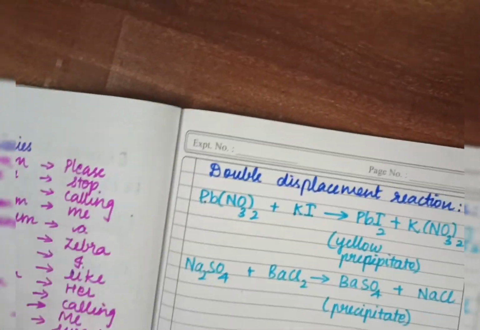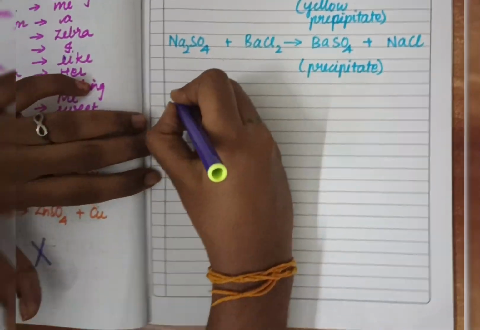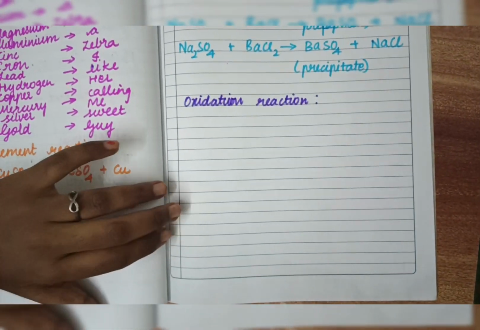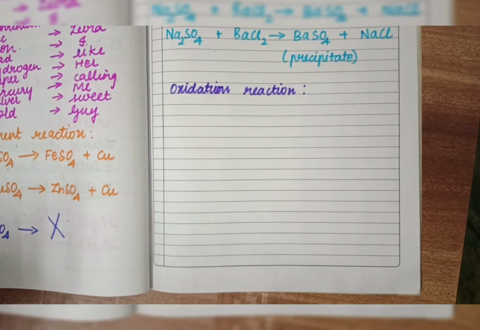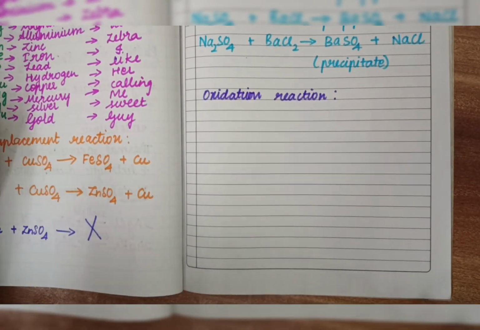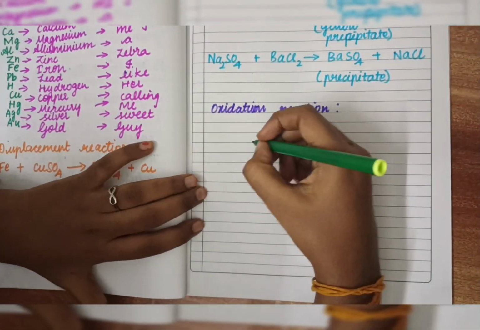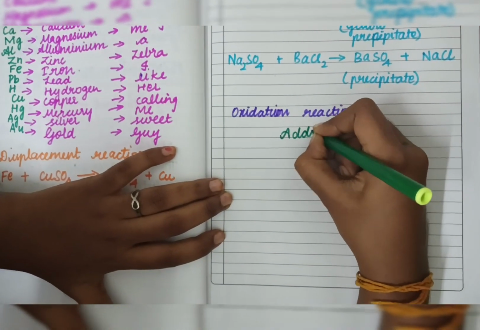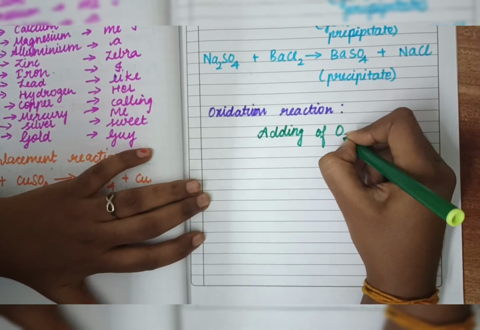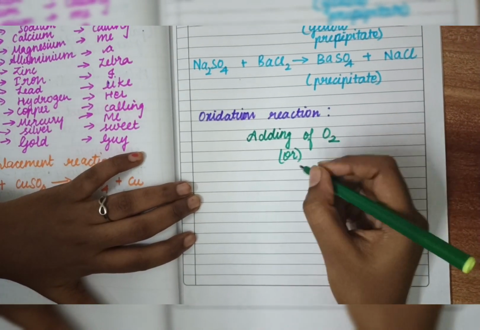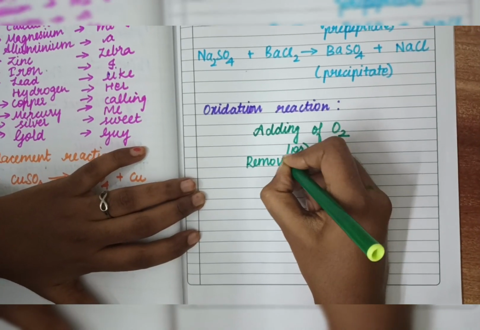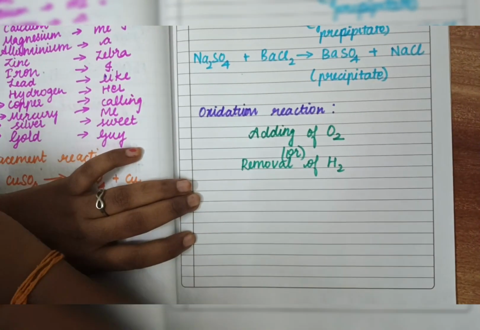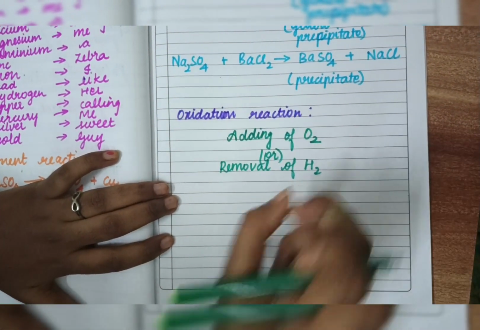Let's move into the next type of reaction, which is oxidation reaction. Important and quite complicated reactions are oxidation reaction and reduction reaction. But when you understand the concept, you can answer it very cleverly. Oxidation reaction, the word oxidation shows that adding of oxygen or removal of hydrogen. By the word oxidation, you should remember that oxidation reaction loves oxygen and hates hydrogen.